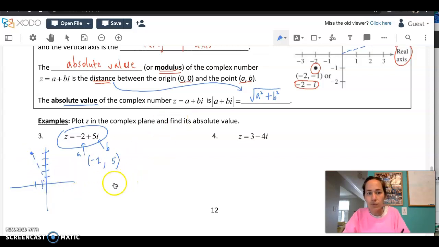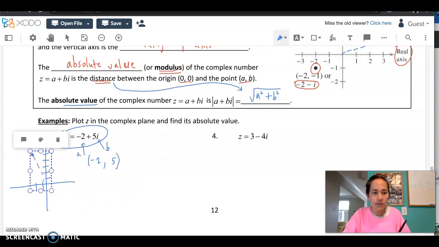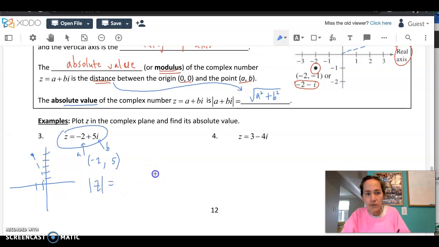And I could use the formula above or just think Pythagorean theorem for this one too. So let's give that a try. Absolute value of the complex number z equals the square root of a squared plus b squared. So negative 2 squared gives me 4 plus 5 squared gives me 25. The modulus or absolute value, the distance from the origin to this point, is the square root of 29.